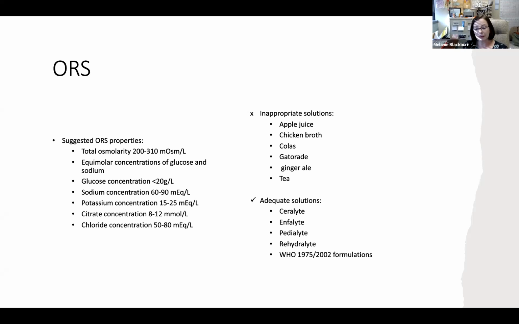So sometimes you can mix this with just a little bit of juice to help the flavor. A lot of the Pedialyte and Enfalyte products will come in flavored solutions that won't mess up the osmolarity, that you can encourage families to use as well. Does anyone have any questions about the oral rehydration solutions or methods?